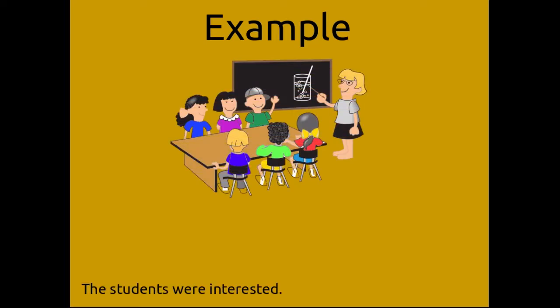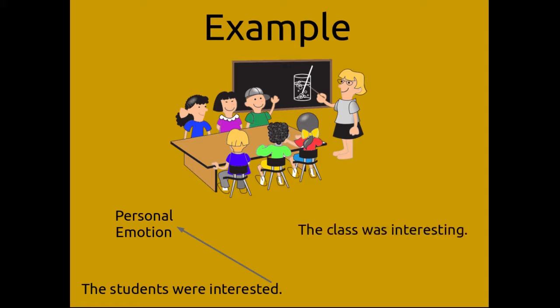More examples. The students were interested. We use interested because that was their personal emotion. The class was interesting. We use interesting because that was the cause of their personal emotion.